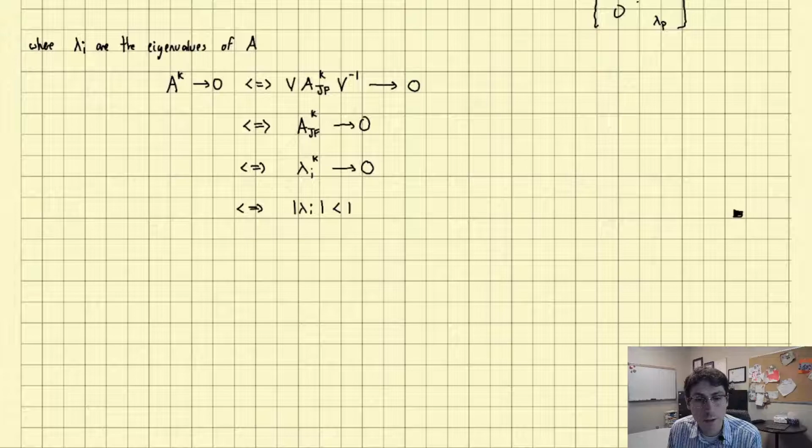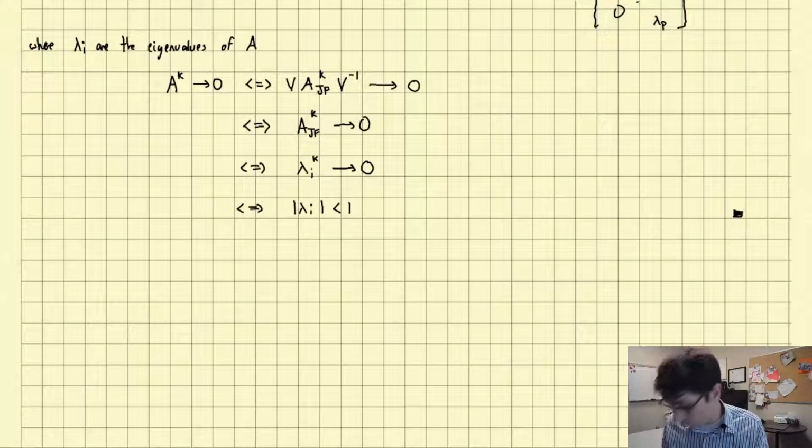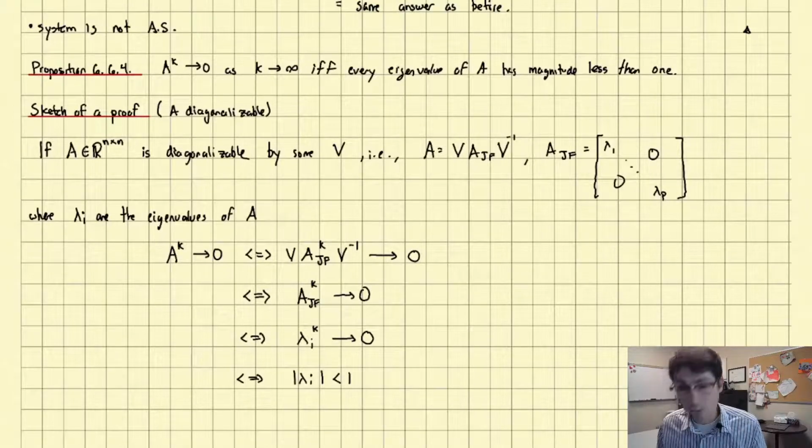Okay. The argument would be very similar in the case when the Jordan form of A is more complicated, not a diagonal matrix, but the idea is the same. Eigenvalues less than 1 in terms of magnitude. Okay, let's do an example. So this is nice, right? The upside of all this is that for asymptotic stability, I don't actually have to compute the state transition matrix. I can just compute the eigenvalues.